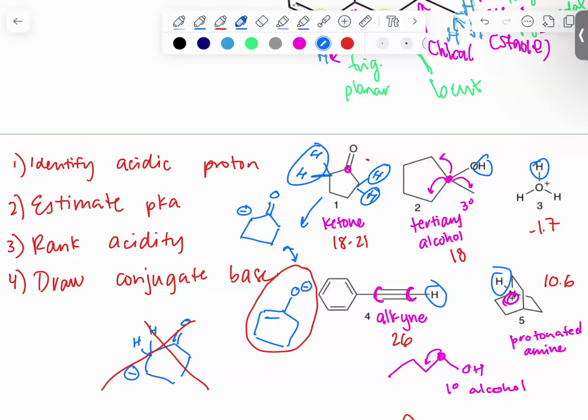So with identifying the acidic proton. There.